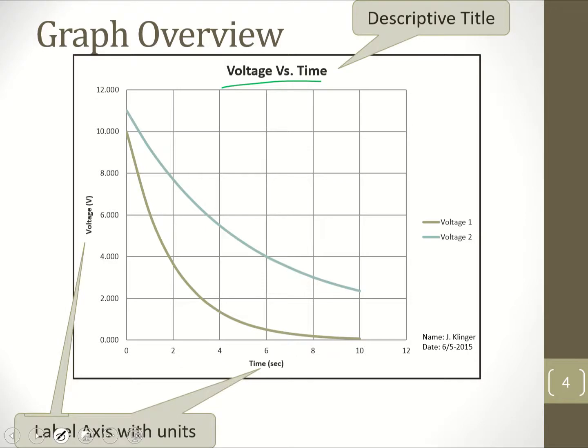On the sides, you will see your axes are labeled, both with units. So here we have time in seconds and voltage in meters, right? So these are our axes. They need to be labeled. And also we need to have an appropriate range of values, right?